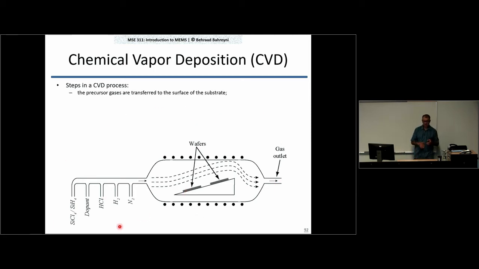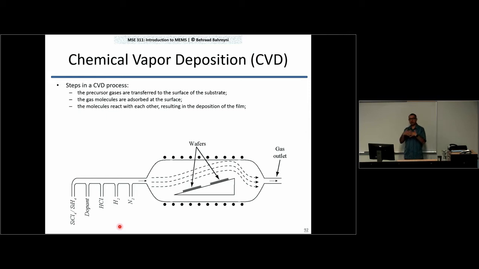And the steps that you need to happen in the right order, in addition to having the right gases at the input, is that you need to bring those gases to the surface of your substrate. Once the gases are there, you need the gas molecules to be adsorbed to the surface of your substrate, right? You want the gas molecules to settle down on the surface of your substrate. No penetration into the substrate, it's just settling down on the surface. And then hopefully they react with each other.